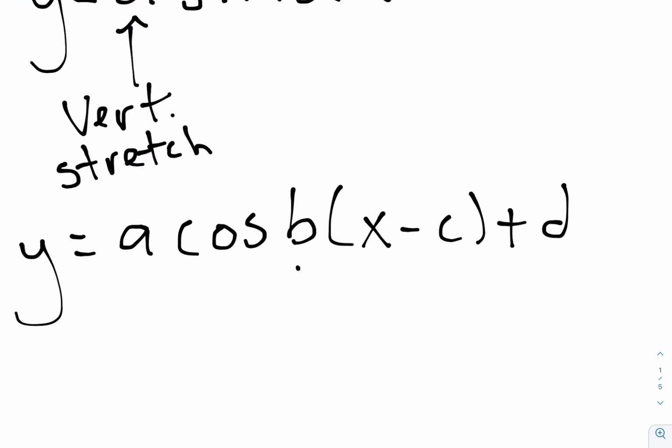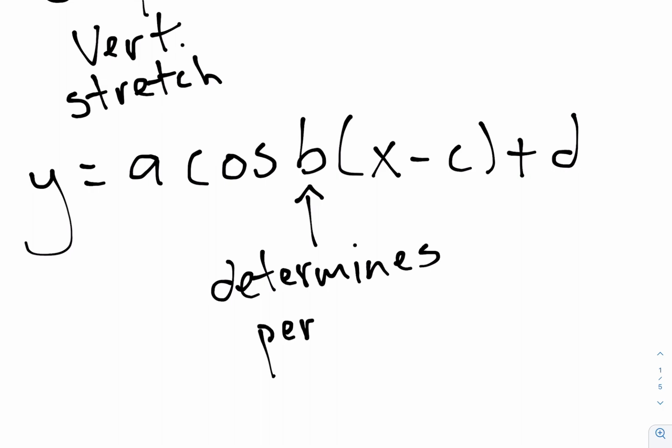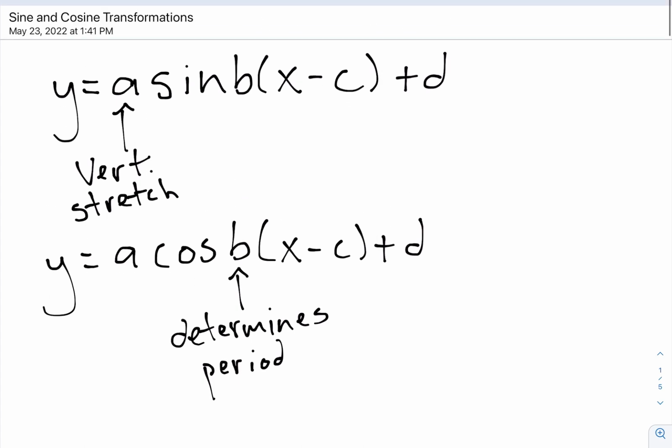I'll write below here b. B determines the period of the graph, and we'll talk about what that is after. There's no immediate way to figure out what the b value is, but we'll be able to look at how to determine the period in the examples below.